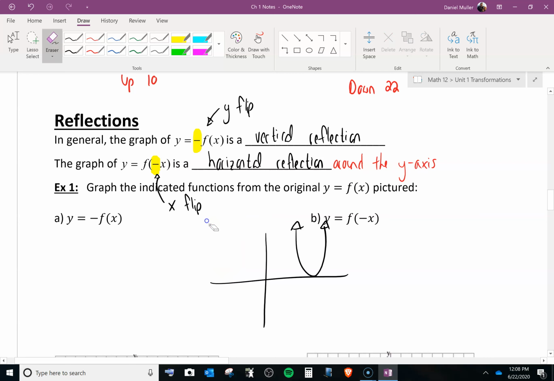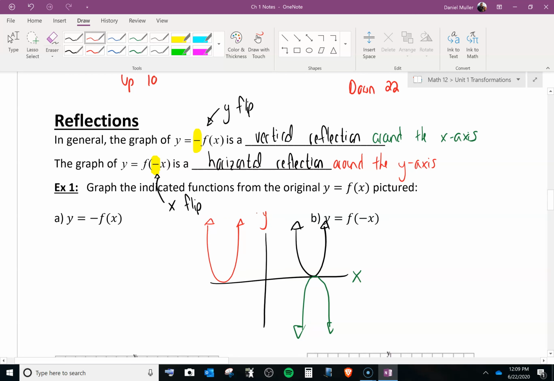Now compare that to if you did a vertical flip. If you flipped vertically, or reflected vertically, it would look like this. That is a vertical flip or a vertical reflection. Now which axis does it flip around? The x. So a vertical reflection or a vertical flip does so around the x-axis versus this one, which was the horizontal flip, which flipped around the y-axis.